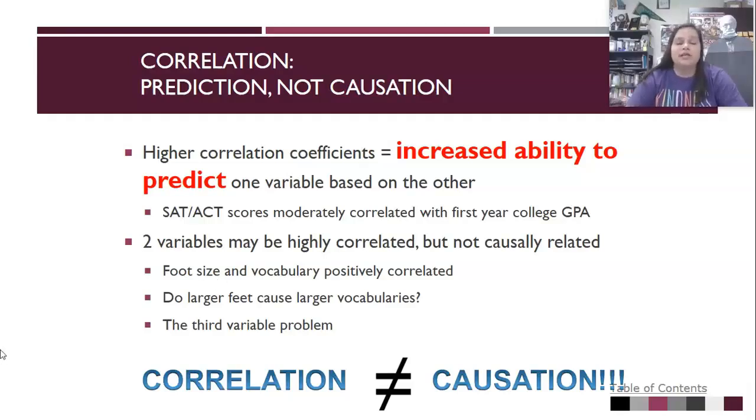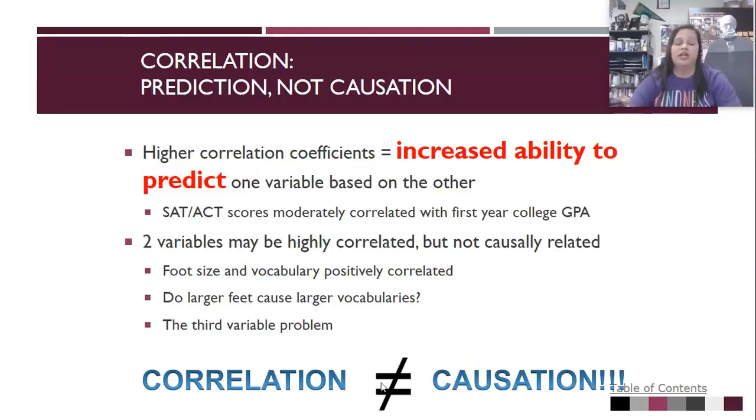So for example, there is a high correlation between foot size and your vocabulary. The bigger your shoe size and foot size, it seems you have a greater vocabulary. Does that mean your foot size caused you to have a greater vocabulary? No. Do larger feet cause larger vocabularies? No. There's a third variable. In this case, it's your age. The thing that causes your greater vocabulary and greater foot size is your age. So correlation does not equal causation.